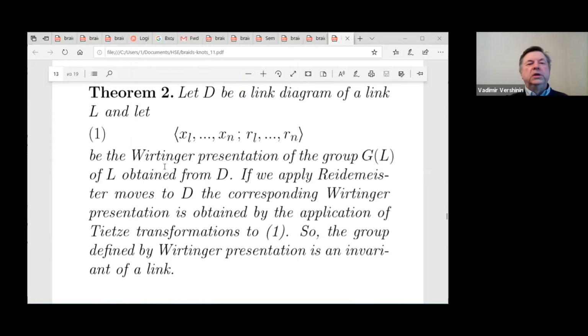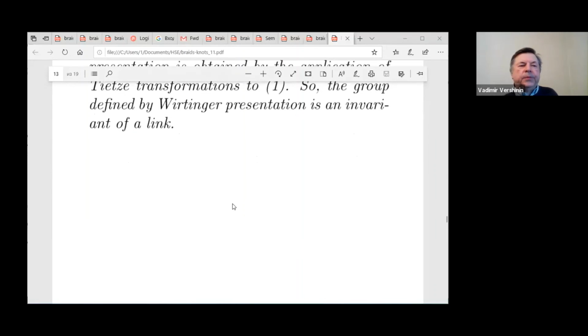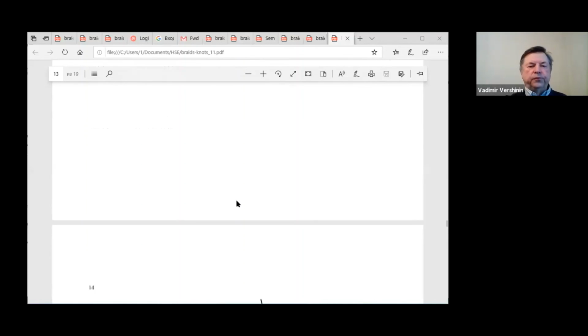Then if we have two Wirtinger presentations for these diagrams, for these nodes, we can join them by this theorem, by the sequence of Reidemeister transformations. So the group obtained by the first recipe will be the same as the group obtained by the second diagram and its recipe. So this is a completely combinatorial proof of invariance. So the proof will follow.